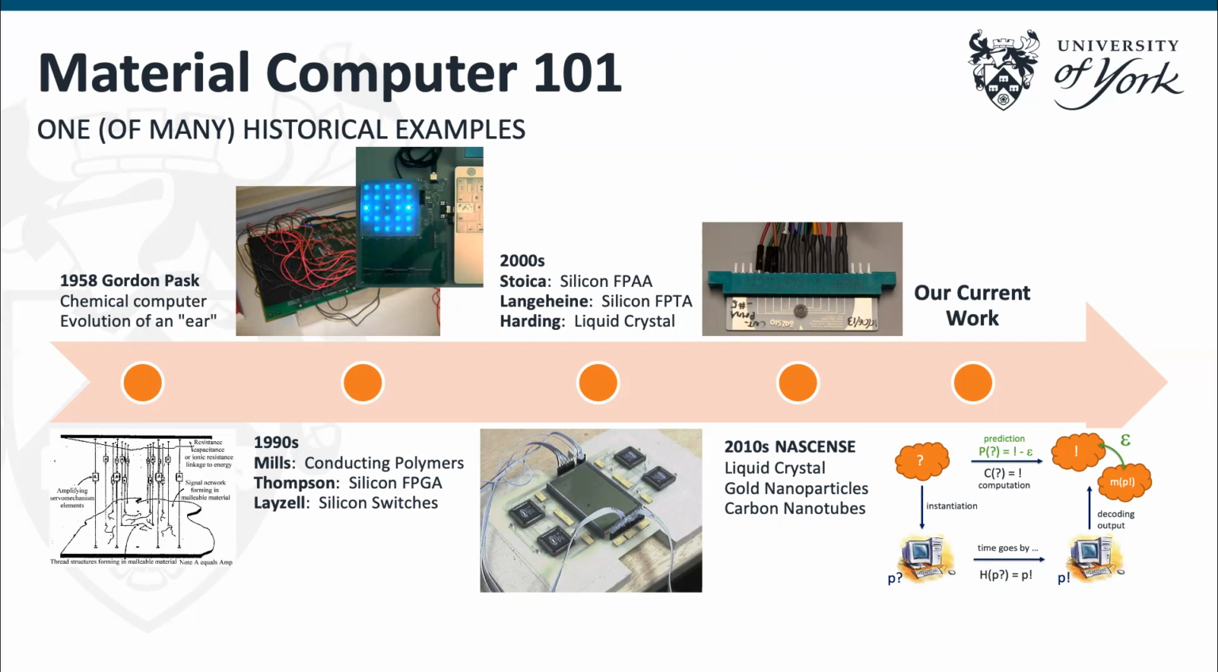So quite a long time ago, there was a guy, Gordon Pask, he was a chemist. He filled this big vat with kind of a sulfuric acid, and then he put electrodes in and evolved voltages or currents along those, and then the metal dissolved in this acid formed this kind of weird structure and he evolved it to be an ear. So that was quite remarkable.